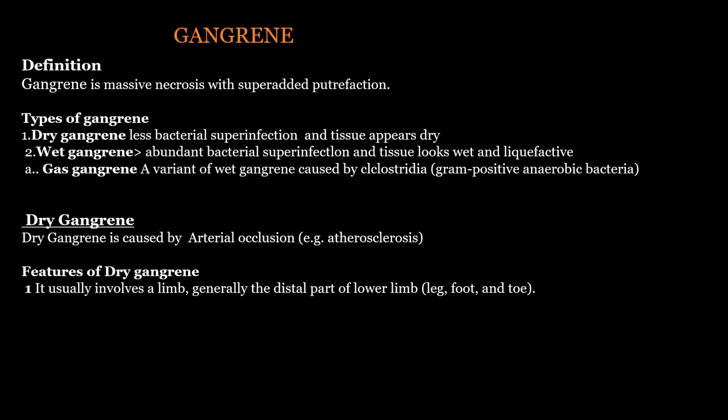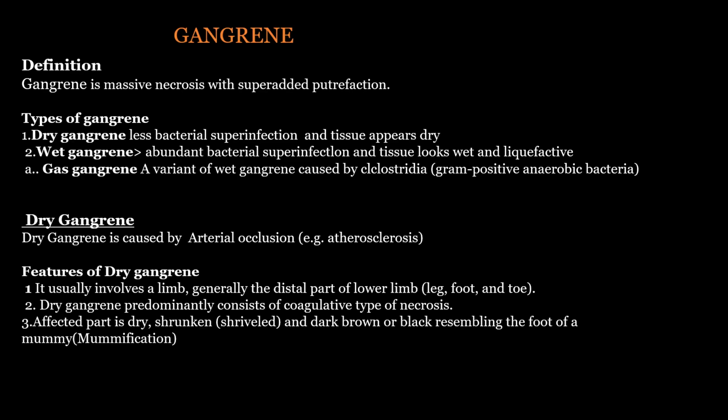Dry gangrene usually involves the limbs, generally the distal parts of the limbs, for example the legs, the foot, and the toe. Dry gangrene predominantly consists of coagulative type of necrosis. So dry gangrene is a type of coagulative necrosis. It is a very common high yield exam MCQ.